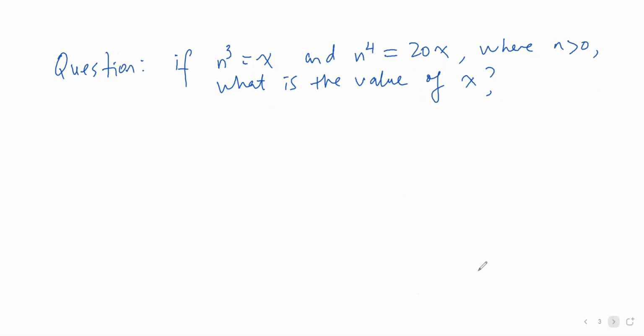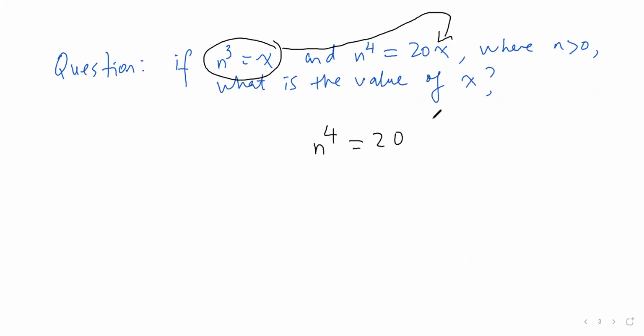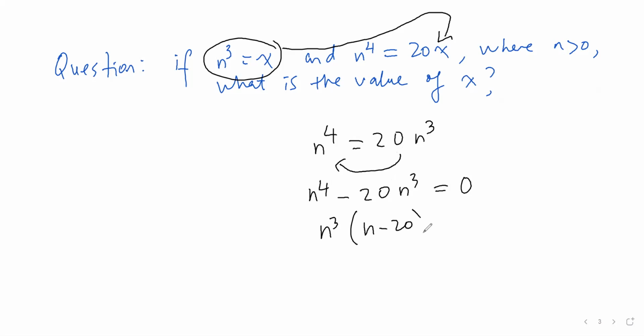Now the next question, this is kind of similar actually. What I want is the value of x here. But n cubed equals x basically. So I know the value of x here, and I will just go ahead and plug this into the x over here. Then I have n to the fourth power equals 20 times n to the power 3. Now I need to solve this for n. So take this term and put it on the other side. So n to the 4 minus 20n cubed equals 0. And then I can factor the greatest common factor, which is n cubed. This will be n cubed times n minus 20 equals 0.